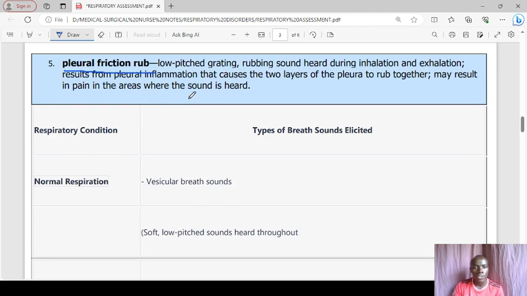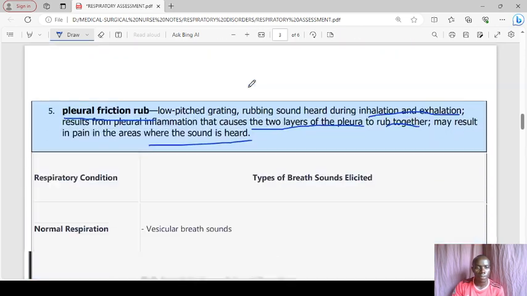Lastly, we have pleural friction rub. These are low-pitched rubbing sounds heard during inhalation or exhalation. They result from pleural inflammation, which causes the two layers of the pleura to rub against each other, and may result in pain in areas where the sound is heard. Okay, so we have those 5 abnormal breath sounds.